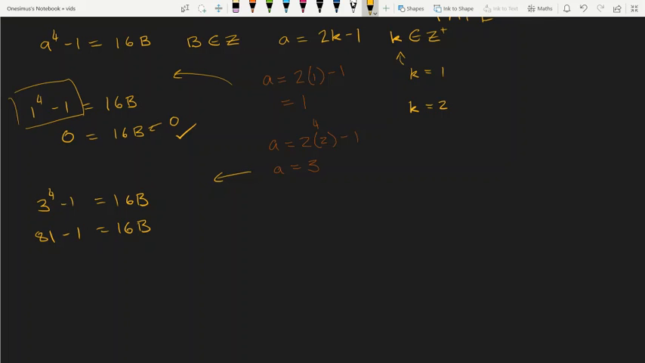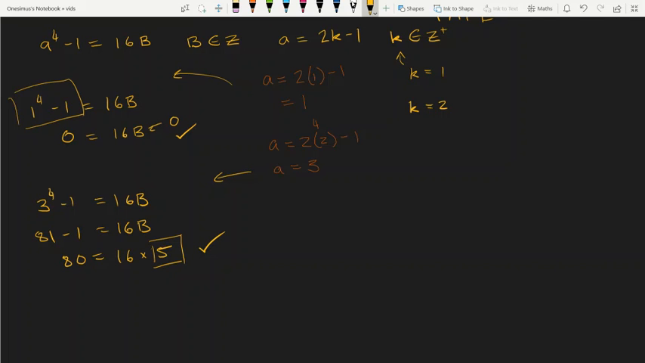And that's going to be 81 minus 1 equals 16b, which we can get as 80 equals 16b. And because 80 is 5 lots of 16, we can go b as equal to 5. And yes, because 5 is an integer, it has no decimal points, and is a real number, it works, and this solution does check out.